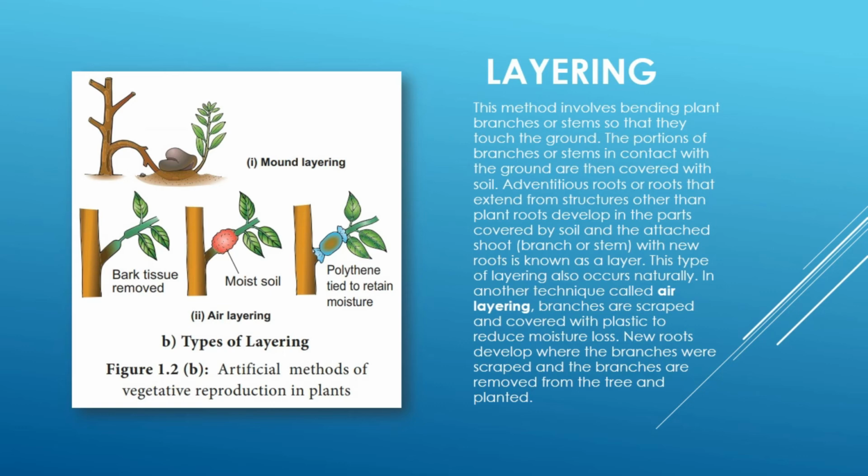In the second type, air layering, the bark tissue is removed from the branch of the plant, as you can see in the diagram, and then that cut portion is covered with moist soil. The entire covering by the soil is then covered with a polythene bag so that the moisture in the soil is retained. After some days new roots develop inside that polythene covering. Okay, and after roots develop, the entire system is separated from the mother body and it is buried down into a new soil.